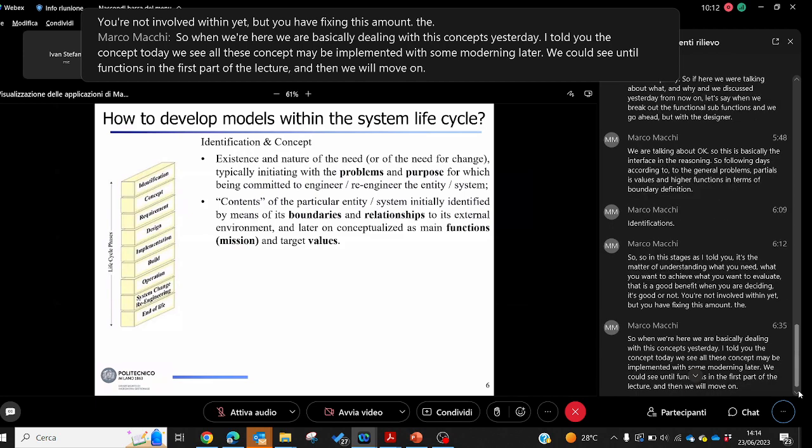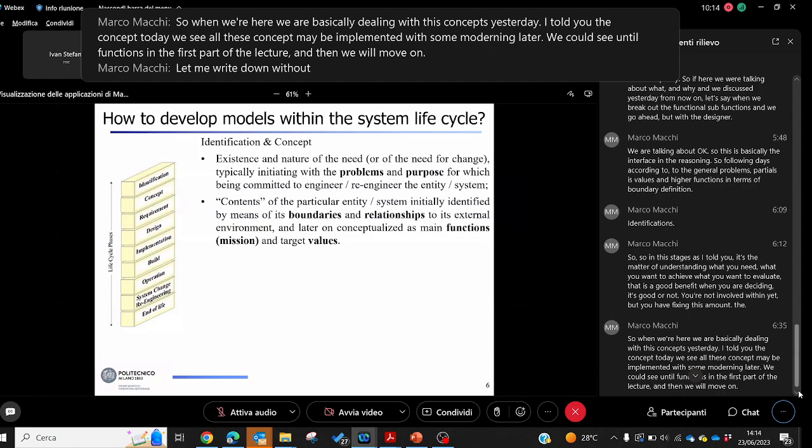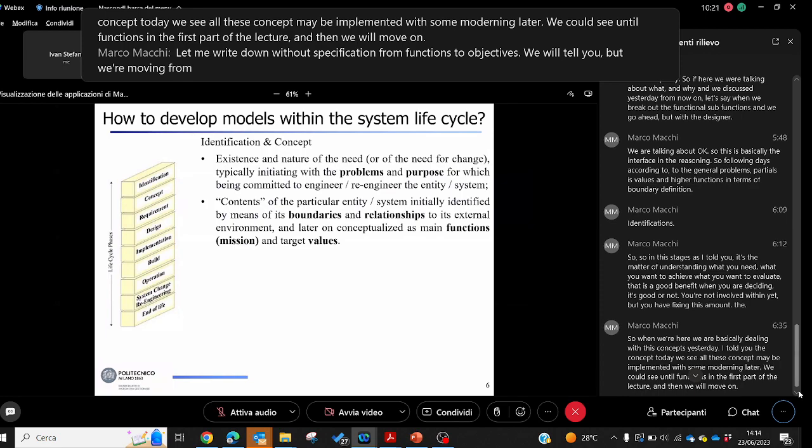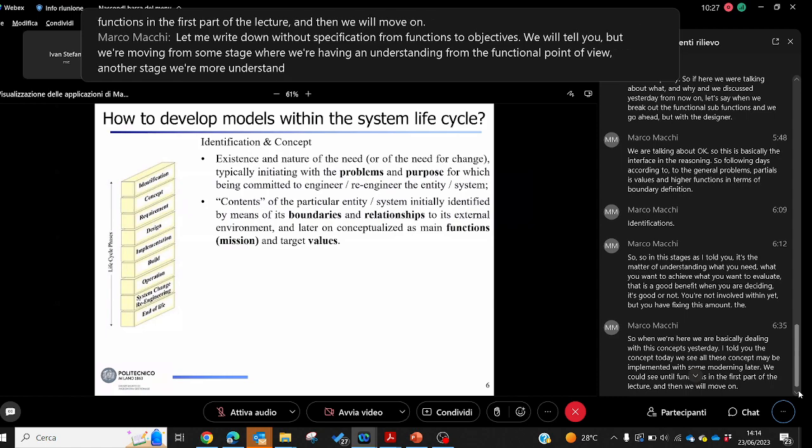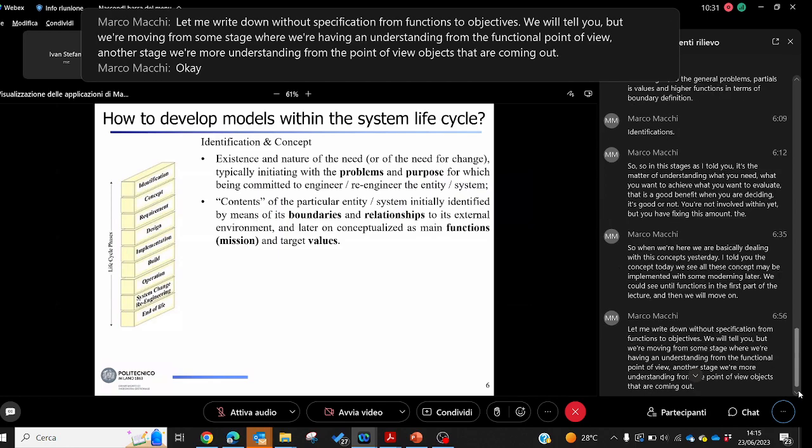Let me write down, without specification, from functions to objects. We will tell you later. But we're moving from a stage where we have an understanding from the functional point of view to another stage where we understand more from the point of view of objects that are carrying out something. Okay? So this is about the how, when I'm engineering the system.